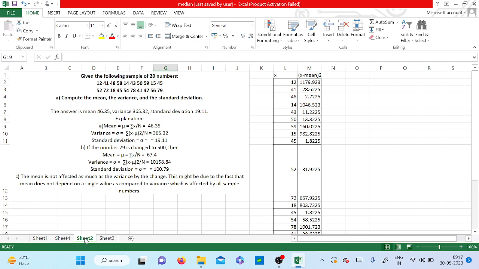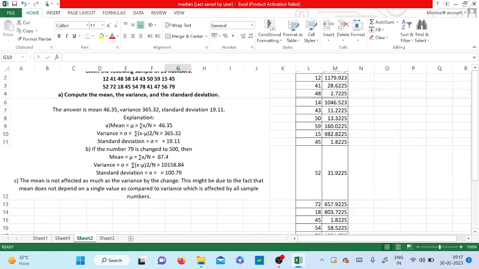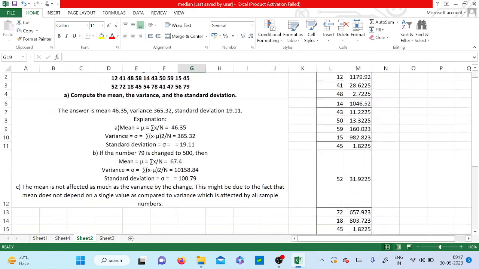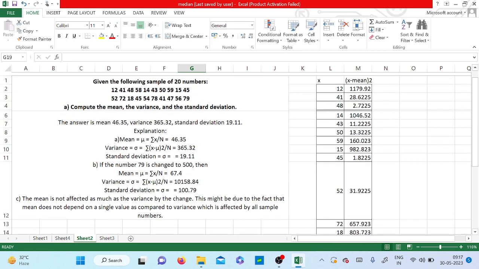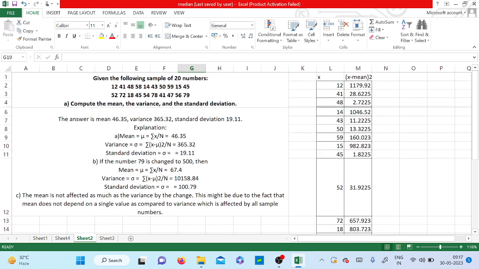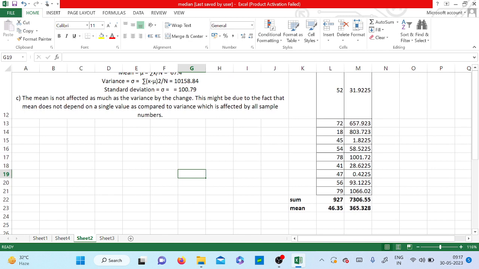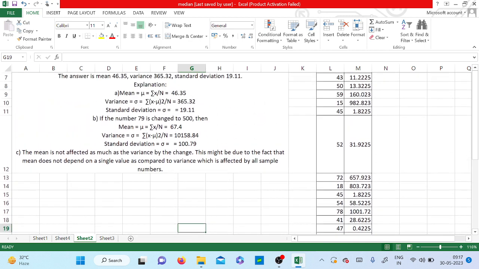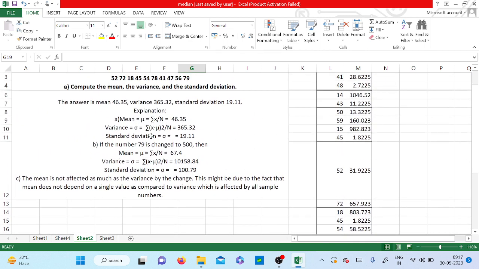Another math problem is statistical: we compute mean, variance, and standard deviation. In this case we take 20 values and calculate the total sum and mean. Mean mu equals summation x by n, and variance sigma squared equals summation of x minus mu squared by n, and standard deviation is sigma, the root of the variance.